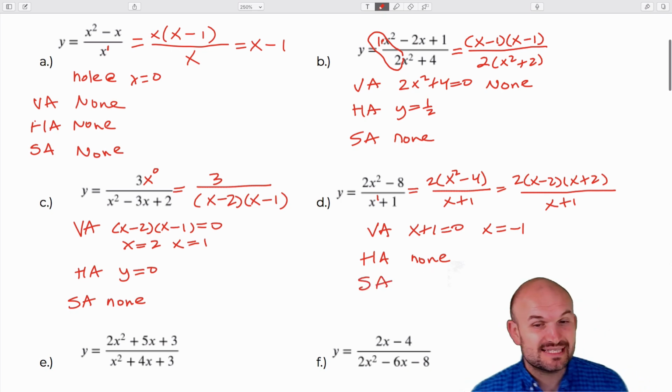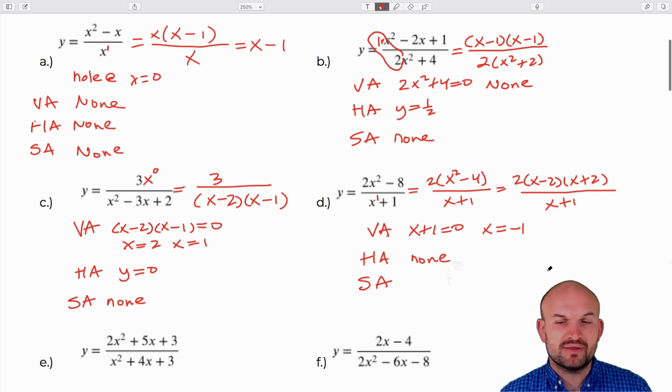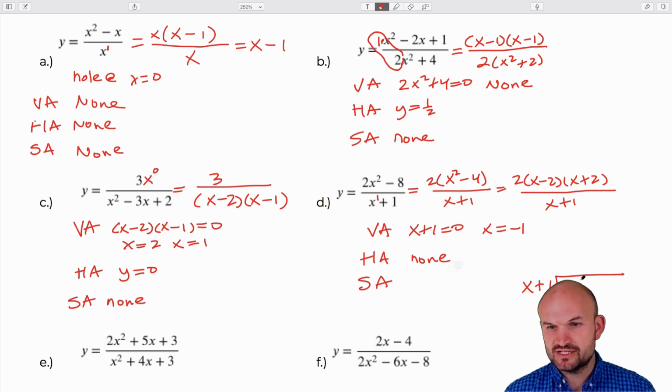And to identify the slant asymptote, all we're simply going to do is apply long division. So we're just going to divide the divisor into the dividend, so 2x squared minus 8. Remember, for long division, all you're going to do is take the first term and divide it into the first term of your divisor. So x divides into 2x squared. That's going to be 2x times.